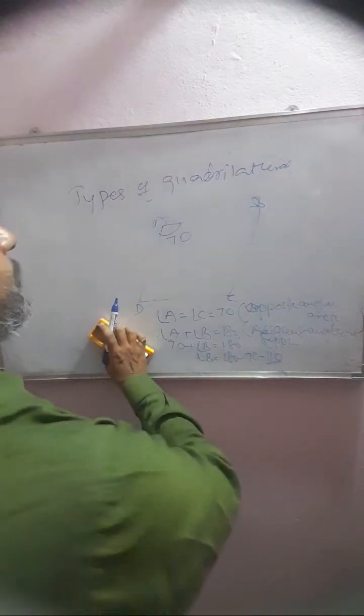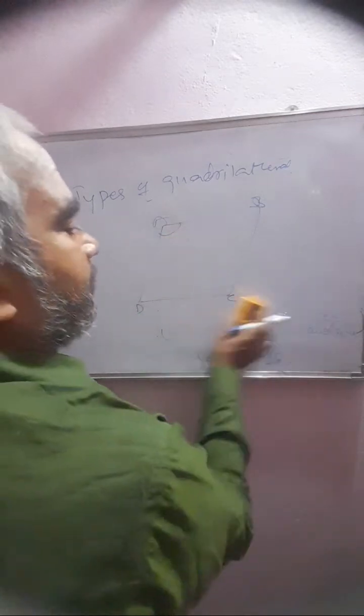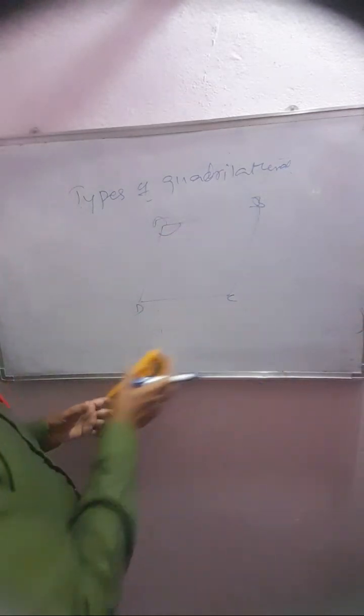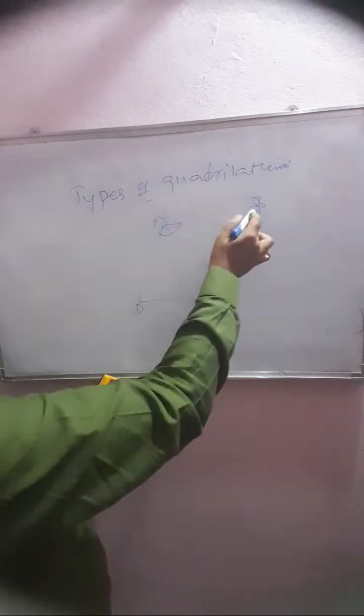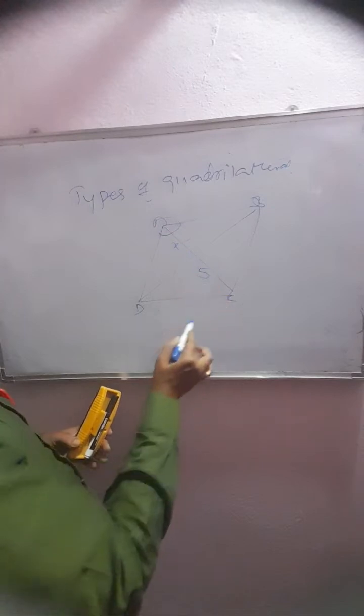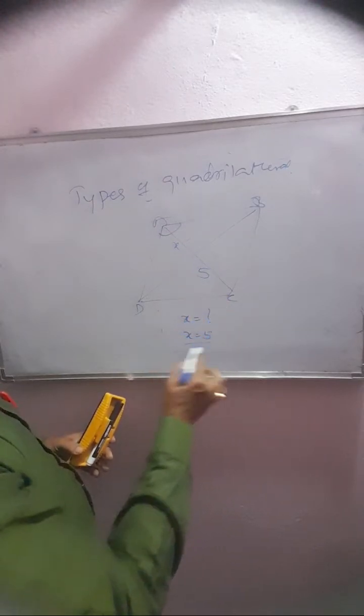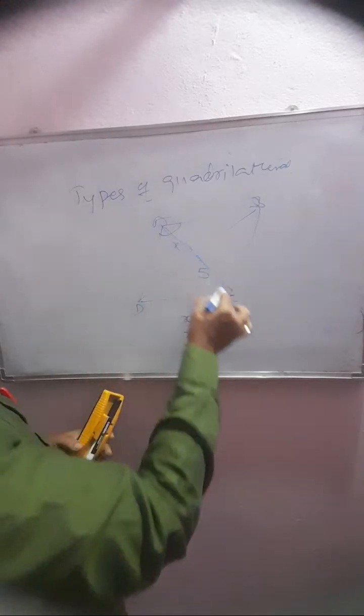Now, not only about angles, they will give one question about the diagonal. Diagonal like this they will give. Say this is x and this is 5. What is x? That is the question. So you should write x is equal to 5, because this part and this part are equal.